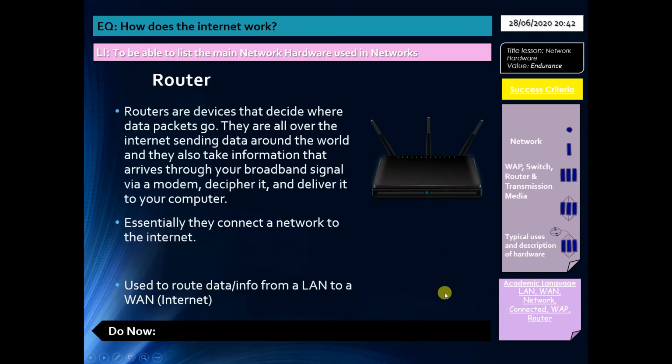A router. Routers are devices that decide where data packets go. Now, in a previous lesson when we looked at how data flows through a network, the router is key to this. It decides where there is the least amount of traffic to send our packets, our portions of data, around the world. They make sure that all of the information arrives through your broadband signal via a modem. It deciphers it and can deliver it to your computer. Essentially, they connect a network to the internet. They are used to route data or information from a LAN to a WAN.